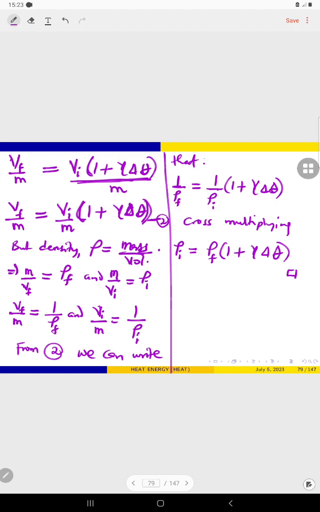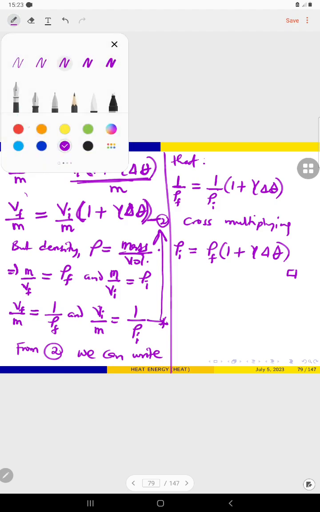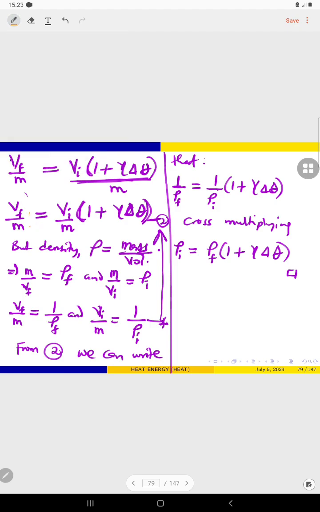We know that density is mass over volume. So mass over volume will give us density. So what about volume over mass? It will give us the inverse of density. So we are just putting these into equation 2. It means that here will be 1 over rho F, then here will be 1 over rho I. And that is what I did here and here.